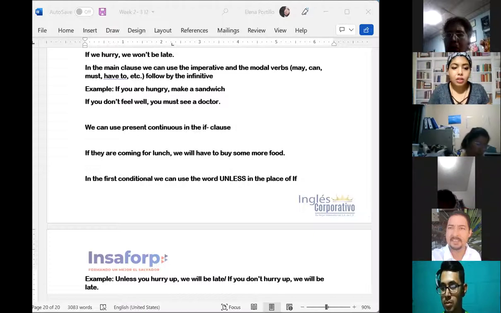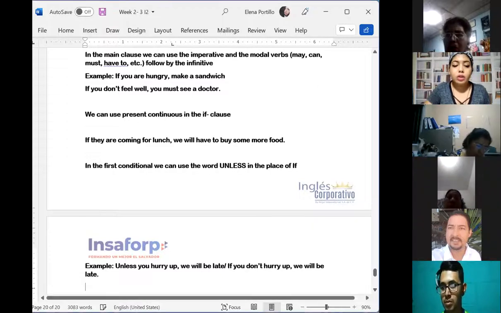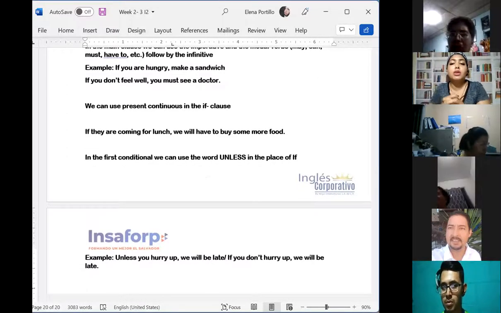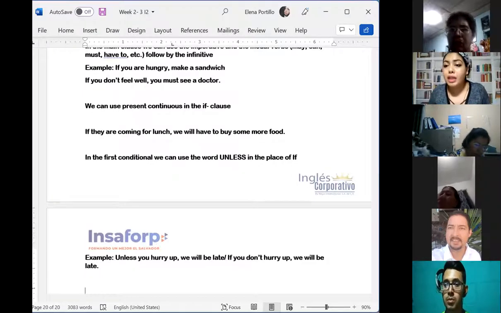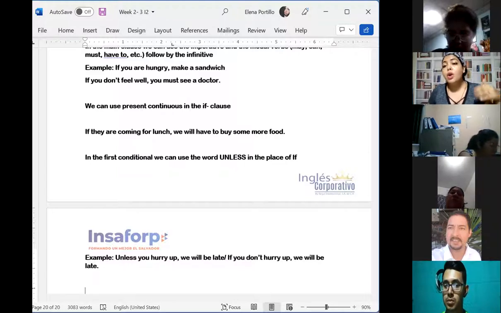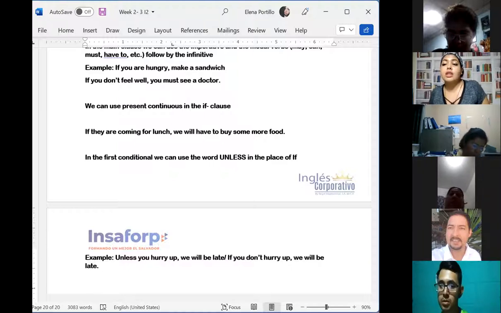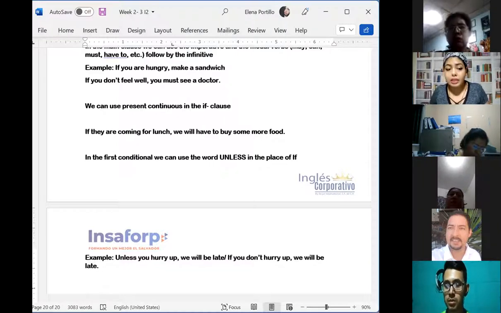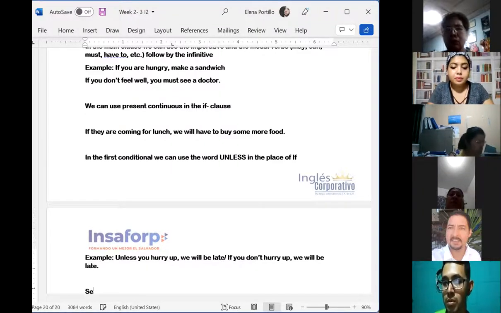So we have the second conditional, because we are going to develop and give more explanation about the conditionals. In the first part, we were saying something general about the conditional sentences, but in this case, we are going to have more information about this kind of clause. So we are going to see the second type, that is the second conditional.